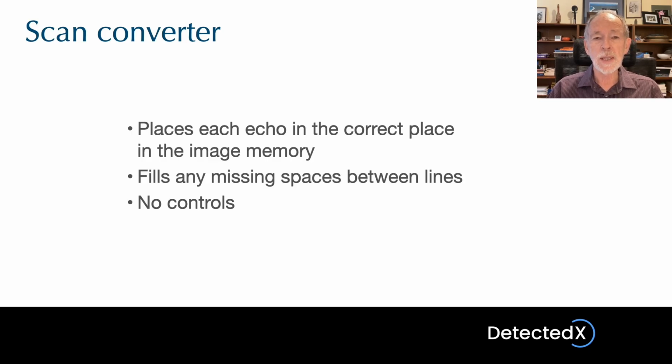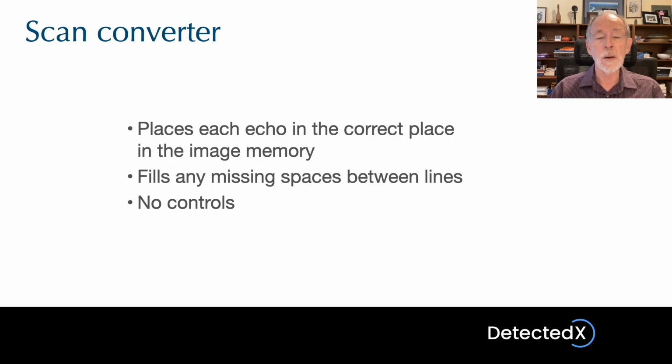This has the job of placing each echo in the correct place in the image memory. It has a second task as well, and that is to find any locations in the image memory, any pixels, in other words, which don't have echo data written to them. This can happen if the scan lines are stepping by too large an interval between one transmit pulse and the next. Some of the pixels may be missing data. So the scan converter calculates a best estimate of the missing values and places them in those locations.